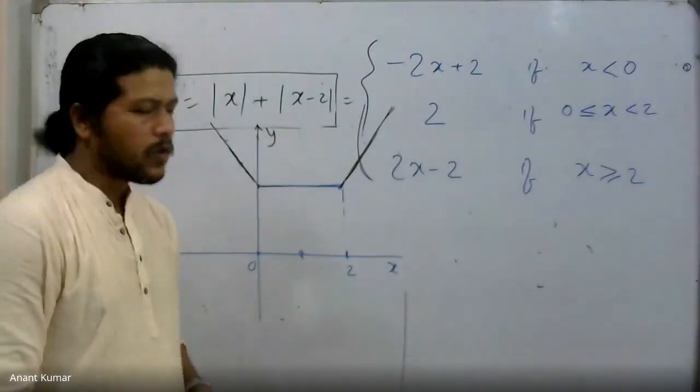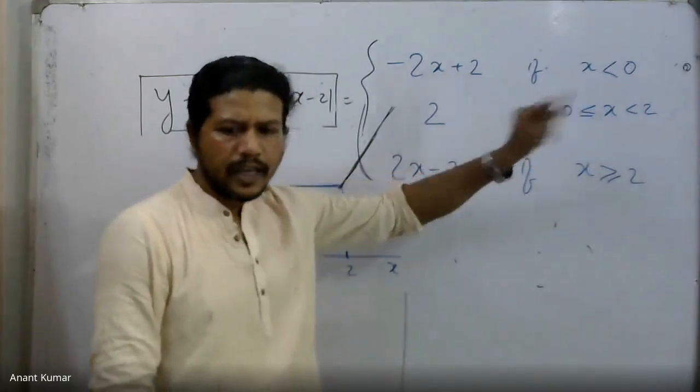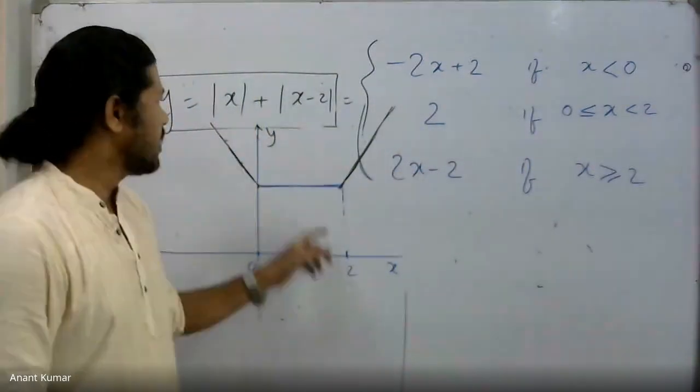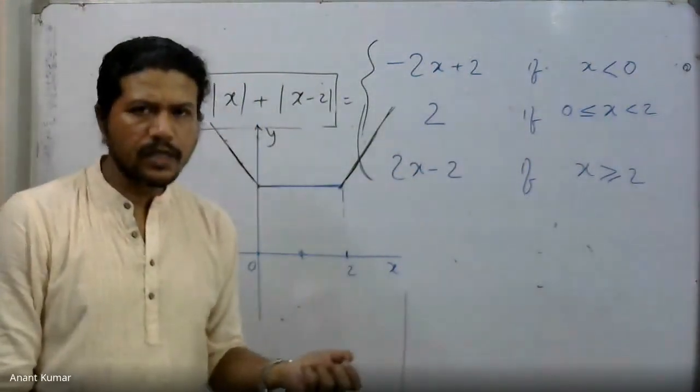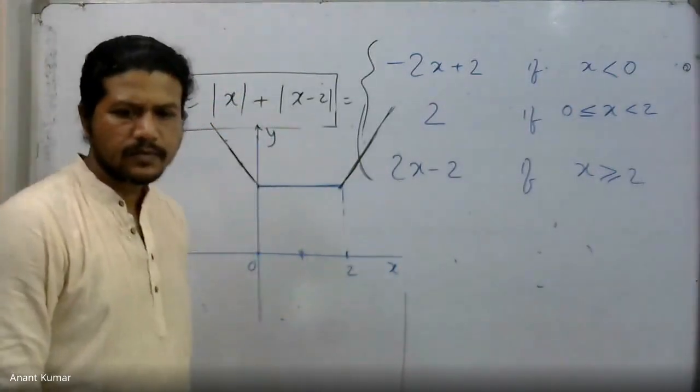Second, third one, Moinak, the second part over here, I considered x lying between 0 and 2. If x lies between 0 and 2, then x is positive quite obviously. Therefore, this becomes simply x. Mod x is simply x.